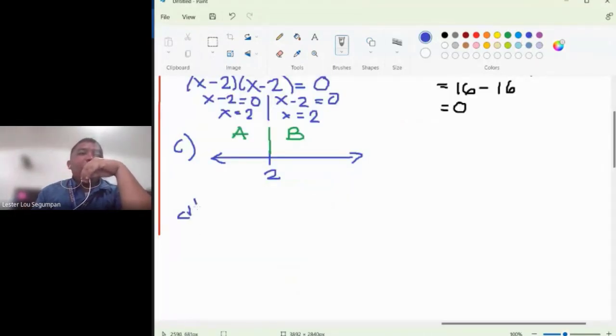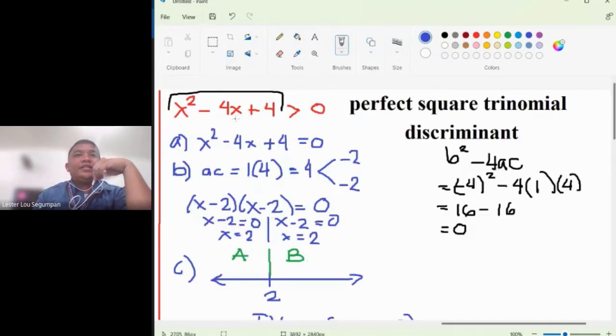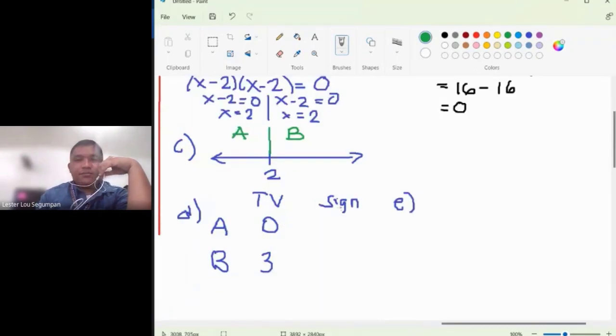If we are to continue, you only have region A and region B here, so you'll just be picking test values. Another change will be here because there might be a unique concept. Give me one test value on the first region. You could use 0, you could use 1. Let's just use 0. How about for the second? You could use 3. If we substitute 0 here, what's the answer? Substitute 0, so 4. What's the sign? Positive. How about 3?